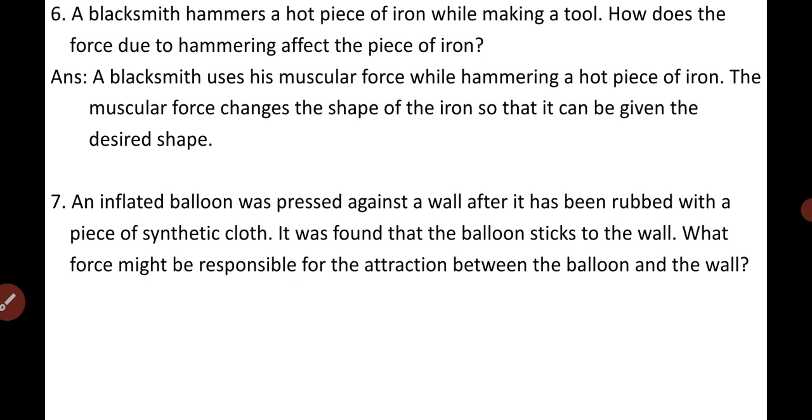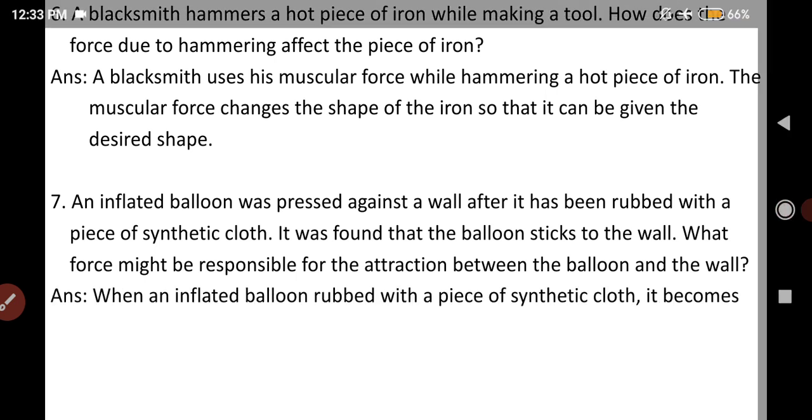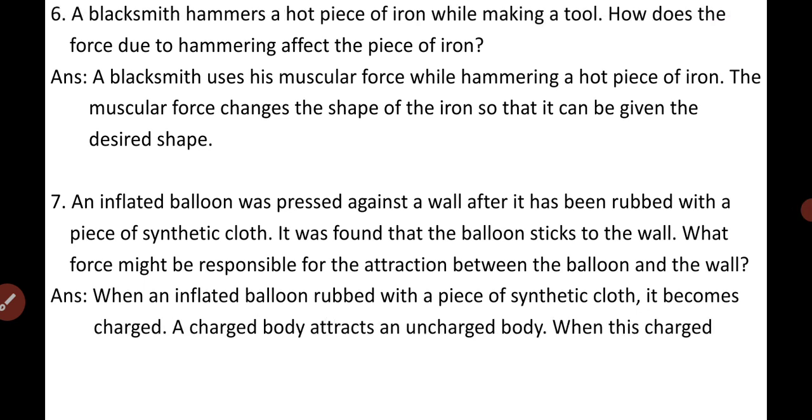That there is an inflated balloon and first of all it was rubbed by a synthetic cloth and then it was pressed against a wall. Okay, and it was found that the balloon sticks to the wall. So what force might be responsible for the attraction between the balloon and the wall? What force is responsible here? It is electrostatic force. Okay, so here is the answer.